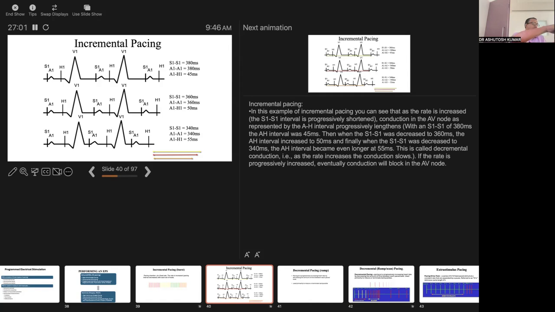So from here to here, it has taken more time, and that's why it is now going through the slow pathway. And the tachycardia has come. Is it clear now? Yes. So you see, the cycle lengths are increasing.